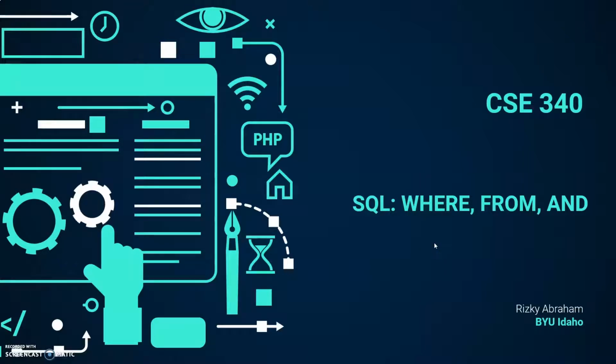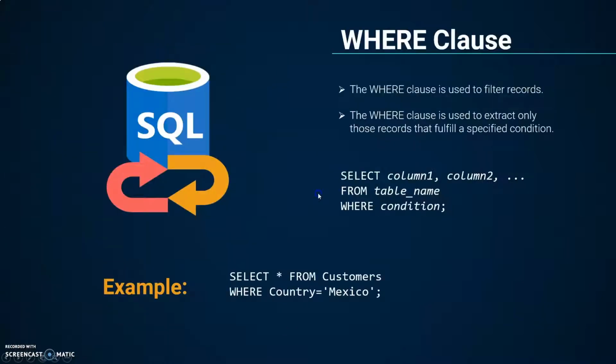Hey everyone, so this time I'm going to explain about the WHERE, FROM, and AND clauses. So the first one is the WHERE clause.